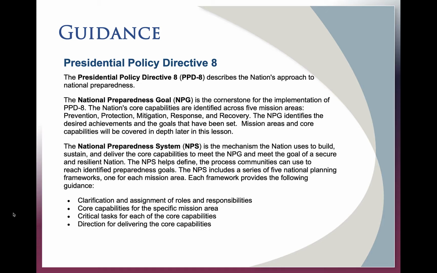And then the National Preparedness System. So this is the mechanism the nation uses to build, sustain, and deliver the core capabilities, which fall under those 5 mission areas of prevention, protection, mitigation, response, and recovery, with the goal of a secure and resilient nation. So this system helps to define the process that communities can use to identify the preparedness goals.